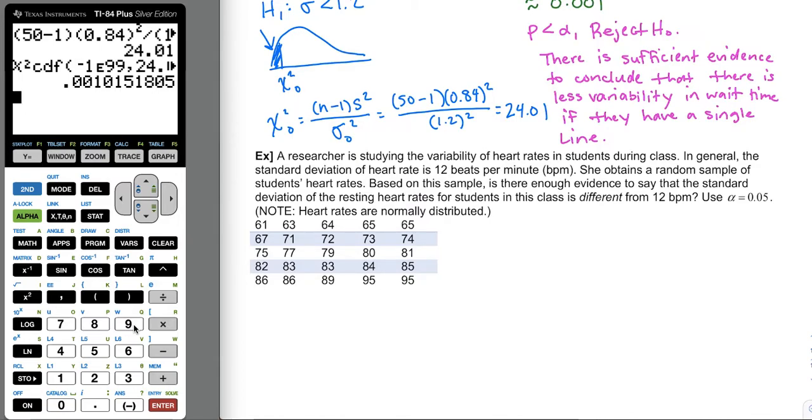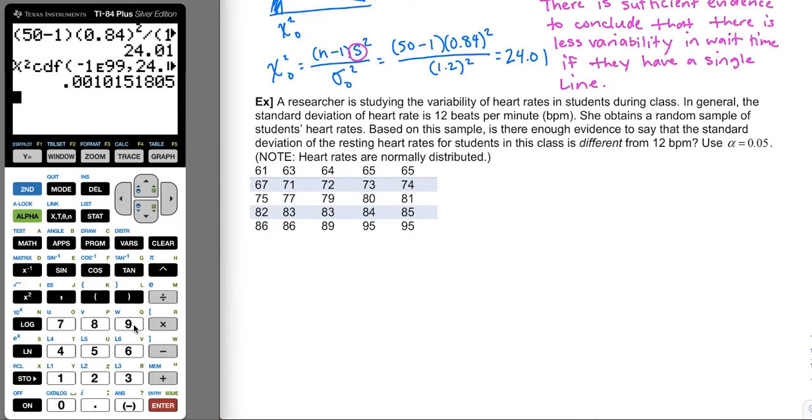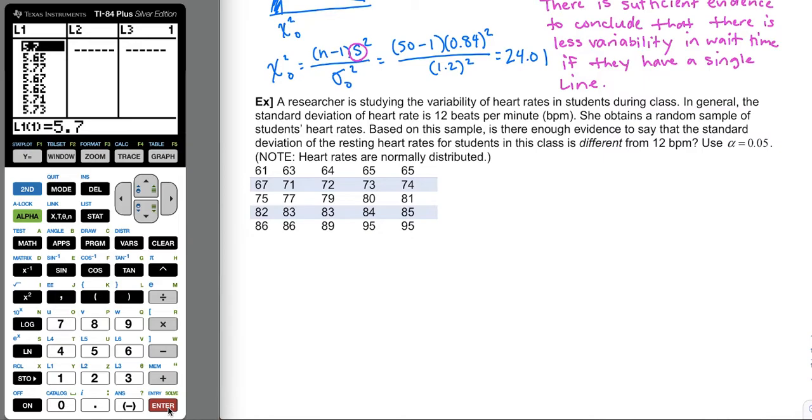Okay, they gave us that note because this is a small sample size here. Well, actually, in general, in order to use a chi-square test of any sort, you do need a normal population, regardless of sample size. Okay, so we were given data values. What we're going to have to do is put these in list 1 in order to find the sample standard deviation. The sample standard deviation is in the formula here for the test statistic. So let's go to Stat, Edit, and type these into our lists.